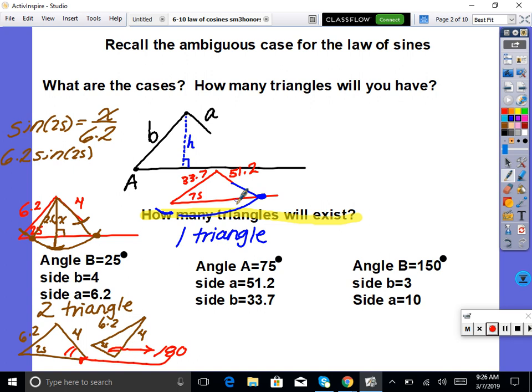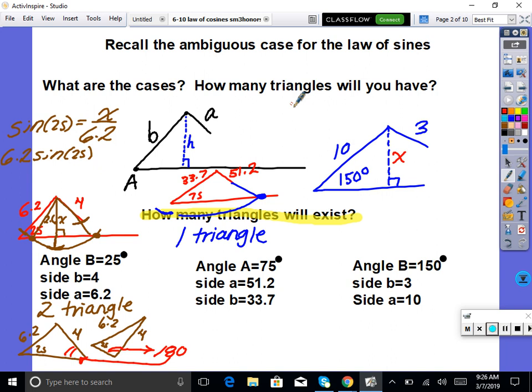Okay, next one, how many triangles exist here? Not drawn to scale, obviously, so we would have 150. The side across from it is 3. This side is 10. Now we've got to check our height real quick, because is it able to come down here and touch? What's going on? So let's hurry and find our height.